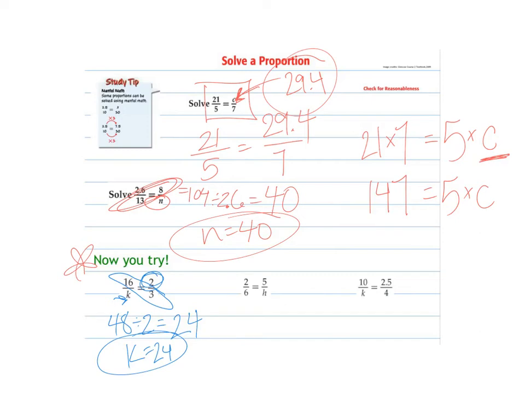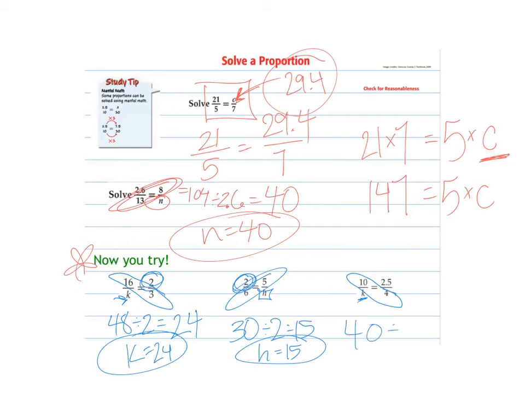All right, so looking at the second one, I'm solving for H, it looks like. So I'm going to multiply 6 times 5, and I know that by heart it is just 30, but then I'm going to divide by 2 right here, and I'm going to get 15, so H is equal to 15. And our last one, I'm going to do 10 times 4. I'm solving for K. So 10 times 4 is 40. I'm going to divide by 2.5. And 40 divided by 2.5 is going to be 16. So then my K is equal to 16.